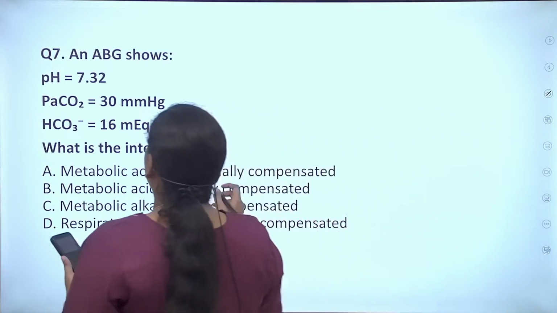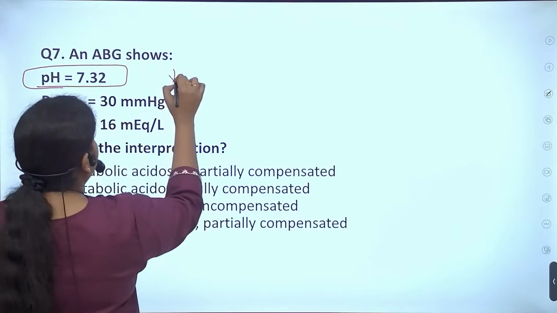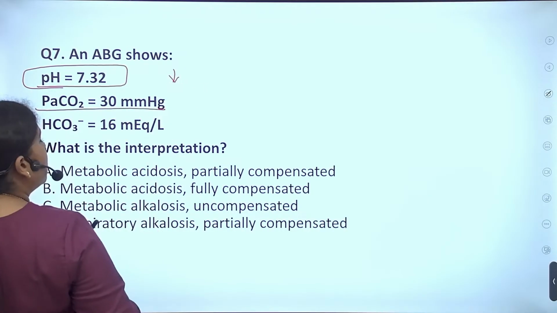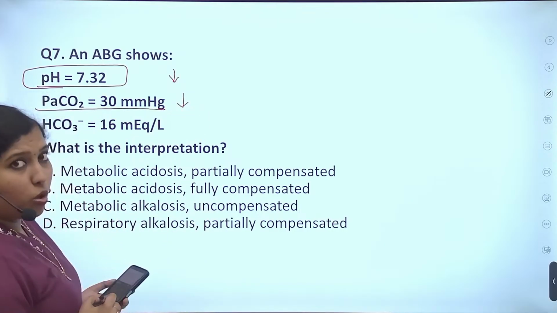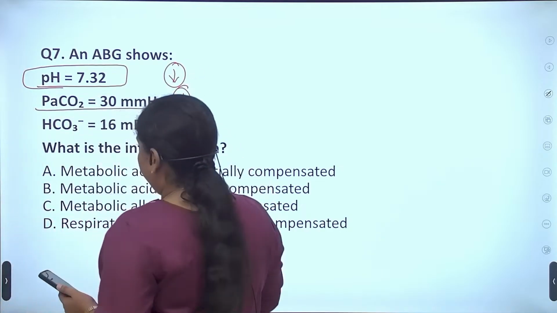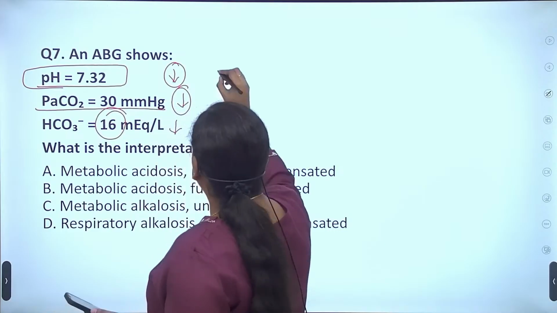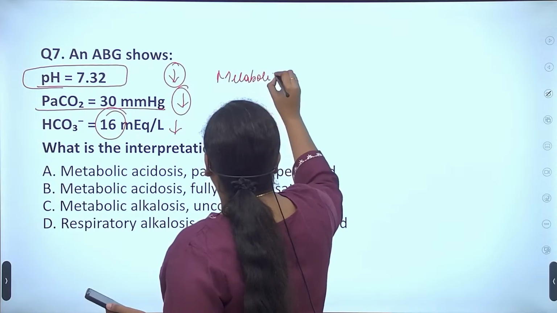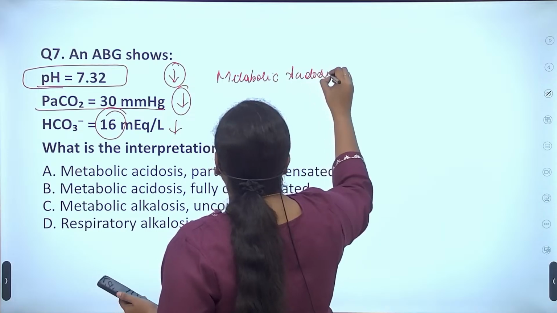So the pH, 7.35 to 7.45, is decreasing. Your PaCO2, 35 to 45, is also decreasing. Both are going in the same direction, so it is indicating a metabolic problem. And HCO3 is dreadfully reduced. So it is metabolic acidosis. Now we will talk about our step 4.